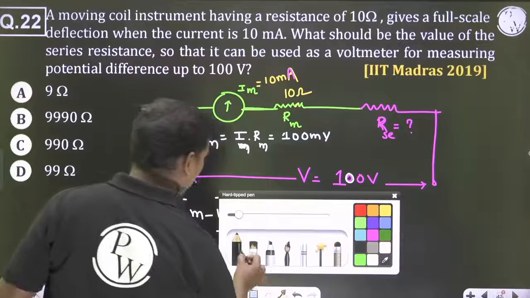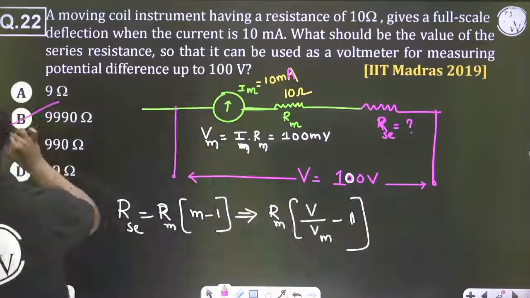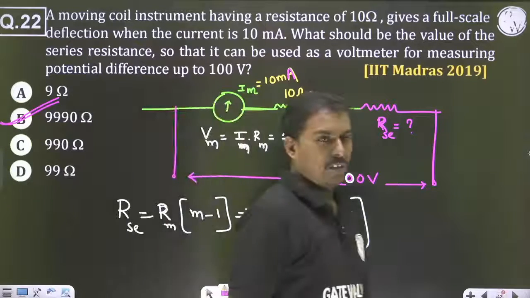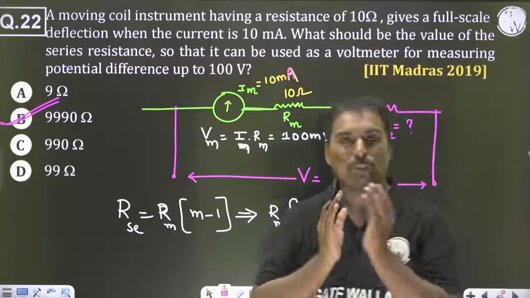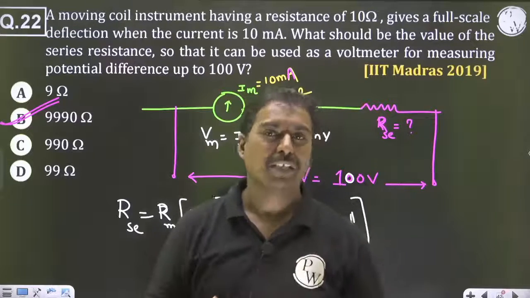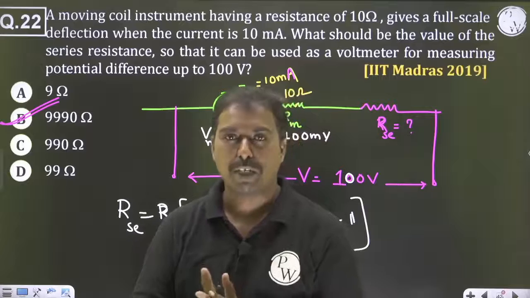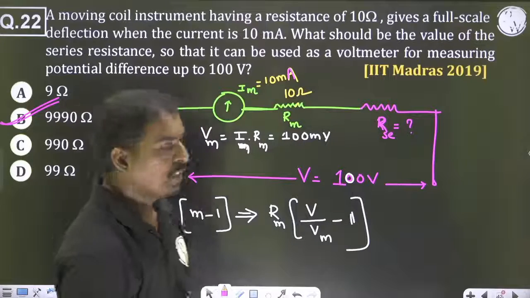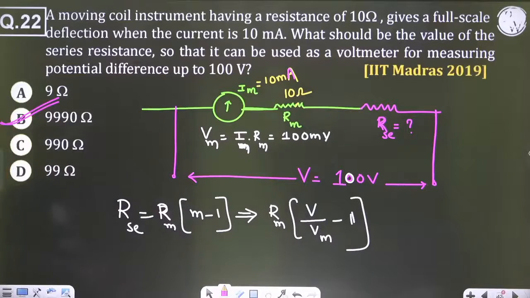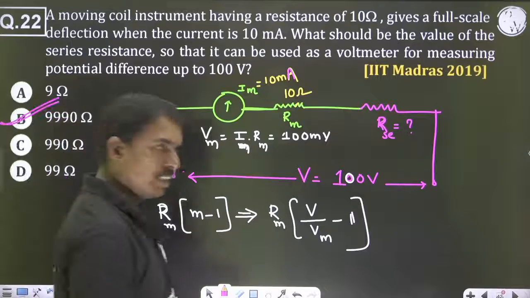Option D is the answer, because up to now we have solved questions related to the PMMC ammeter, and this question is purely related to the PMMC voltmeter. So 9990 ohms.